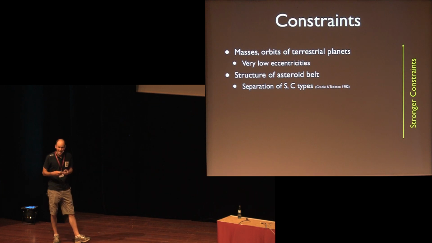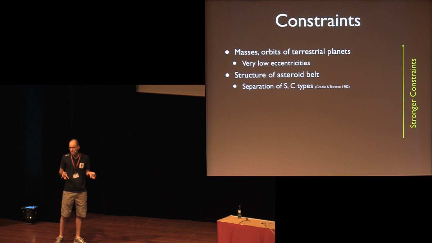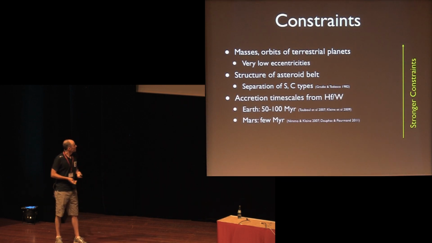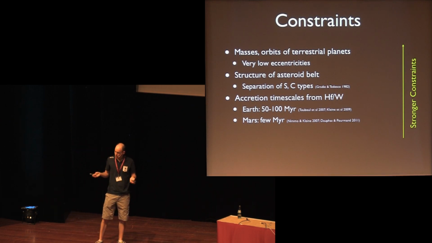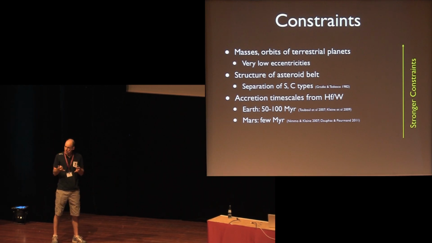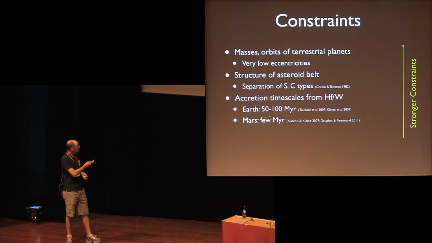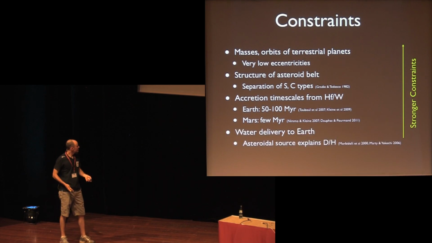The structure of the asteroid belt. That's not the primary goal of this kind of model, but you can't screw up the asteroid belt either. You also have to reproduce the accretion timescales for bodies for which we know the accretion timescale. For the Earth, we think the last giant impact was about 50 million years or so, maybe a little longer. But for Mars, it's very short. It's only a few million years. So we have to be able to reproduce that.